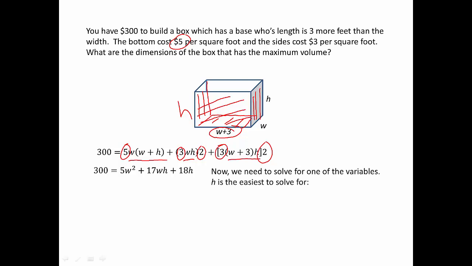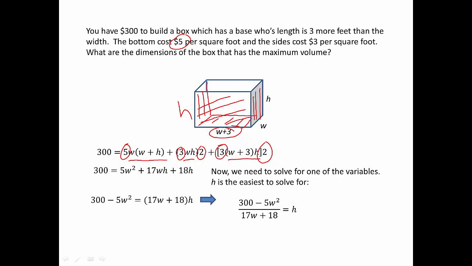It turns out that because of that, H is the easiest one to solve for. It honestly doesn't matter which one we solve for, but H is easiest, so we're going to do that. Go ahead and factor the H out and move the 5W squared over to the other side. And when we solve for H, we end up with this lovely equation.